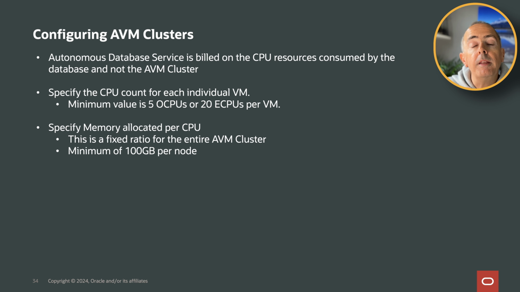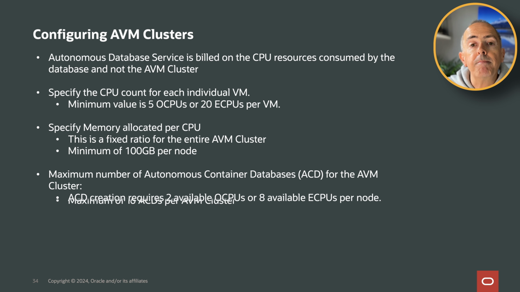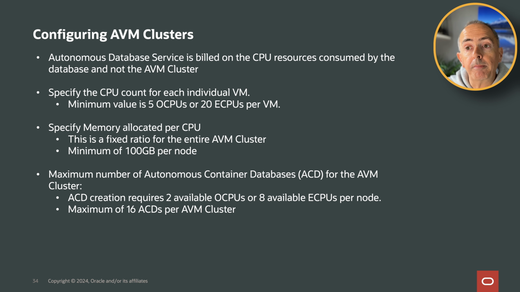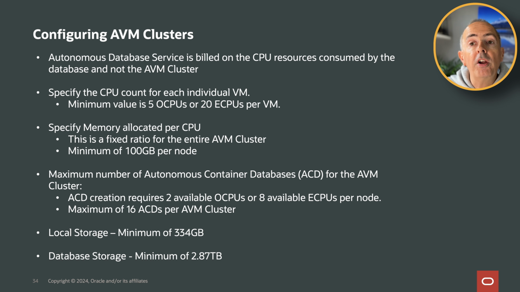Now, for memory, the important thing to remember is that you specify the memory and it's a fixed ratio for the entire VM cluster. So you allocate the amount of memory per CPU, and if you want to scale the memory, you have to scale the CPUs. Now you select the maximum number of autonomous container databases as well for each VM cluster, and the creation of the autonomous container database requires either 2 OCPUs or 8 eCPUs per node, with a maximum of 16 container databases per VM cluster. And finally, you define the amount of local storage and the database storage similar to before.